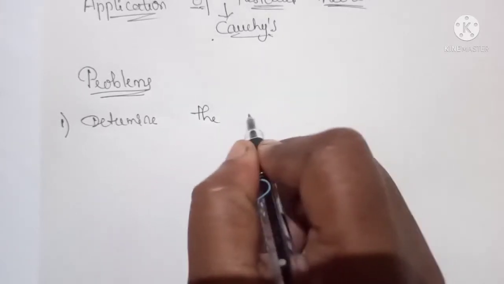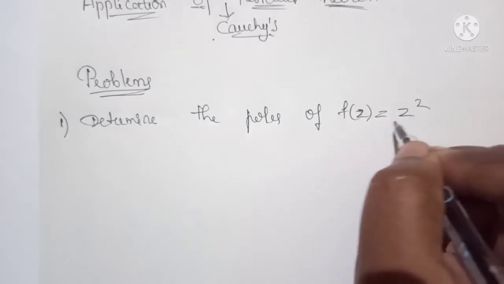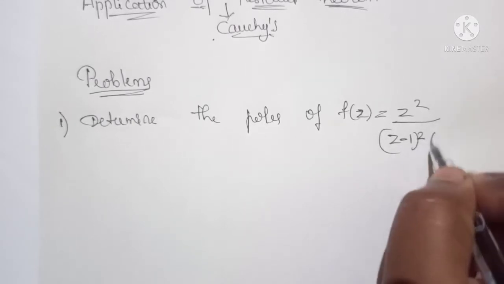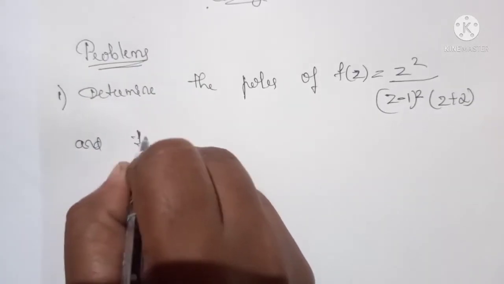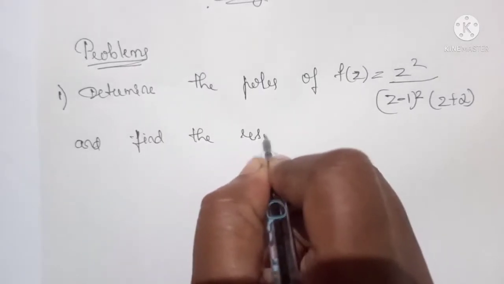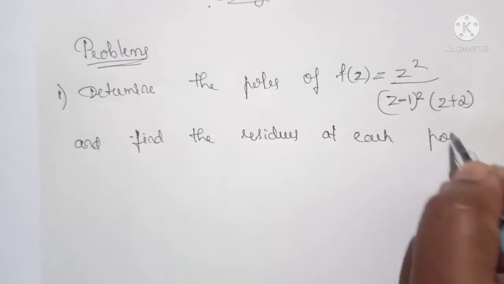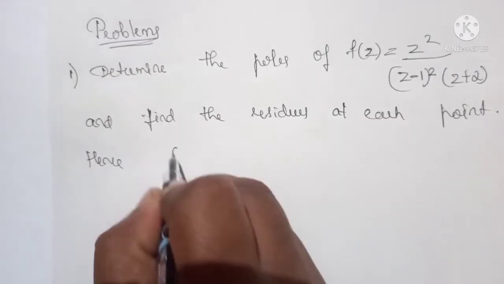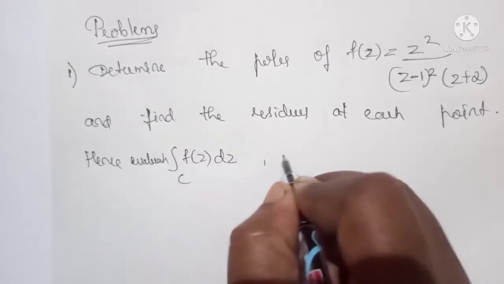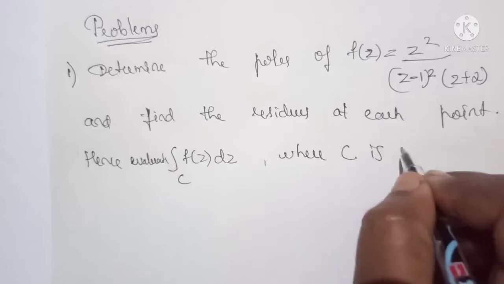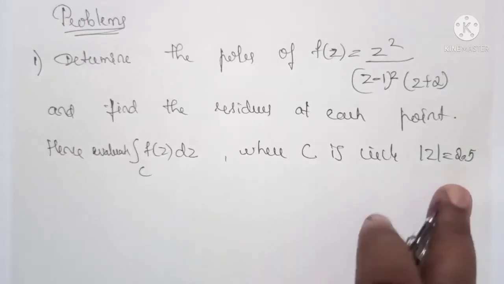the poles of f of z equals z square divided by (z minus 1) whole square into (z plus 2), and find the residues at each point, and hence evaluate the integral over c of f of z dz, where c is the circle mod z equals 2.5. It is a circle with the radius 2.5.